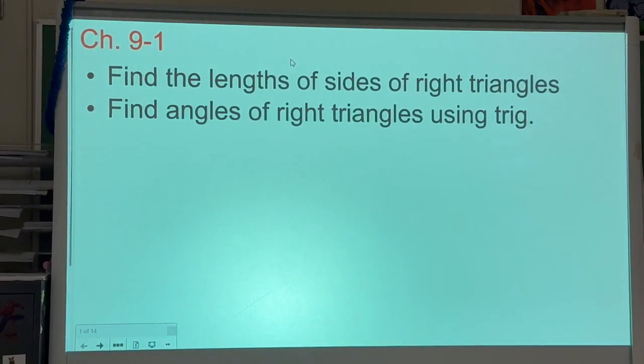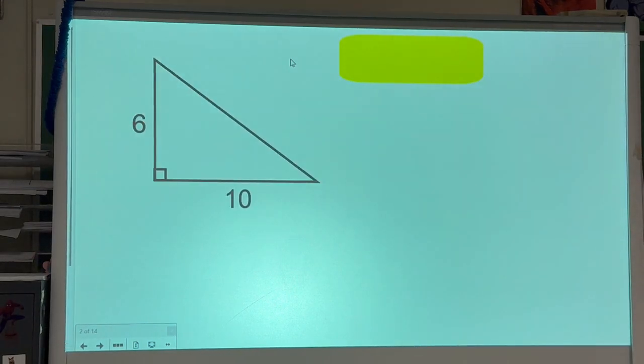Welcome, honors. Let's take a look at Chapter 9, Section 1, continuing to find the lengths of sides of right triangles along with the angles. Thought maybe we'd do a quick little review before your quiz. So you have a right triangle.